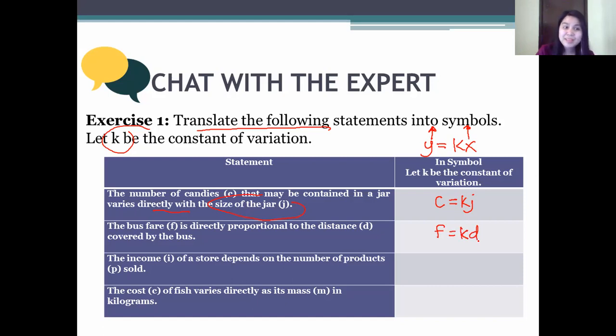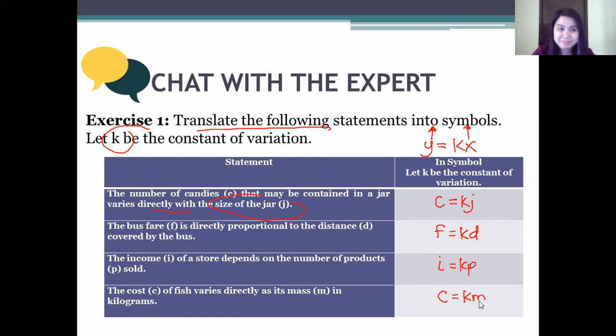Next, number 3. The income of a store depends on the number of products sold. How will you write it in mathematical sentence? Yes, I equals K times P. Very good. I equals KP. How about the next one? The cost of fish varies directly as its mass in kilograms. Very good, Kyle, and Isabel, very good. C equals K times M.